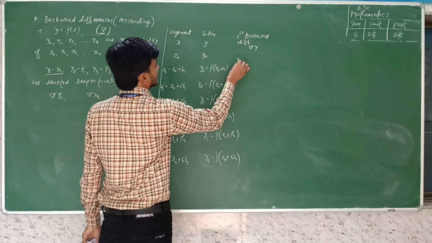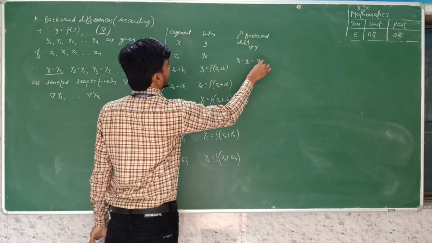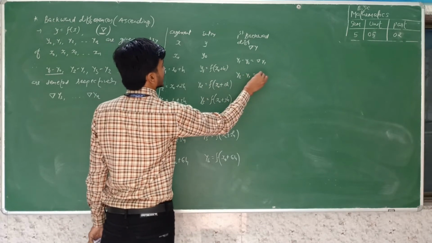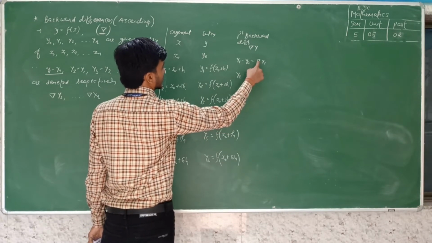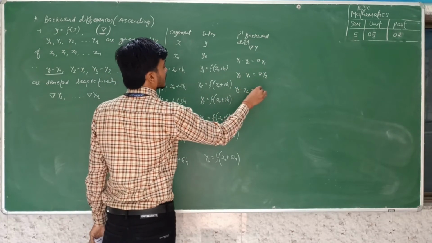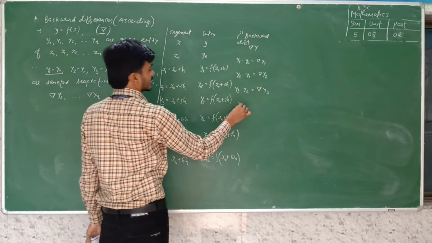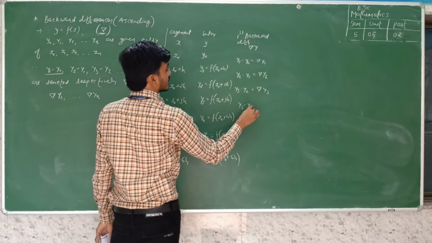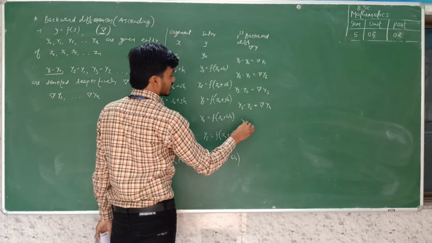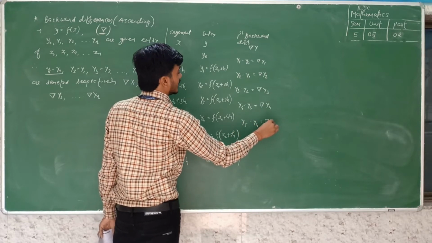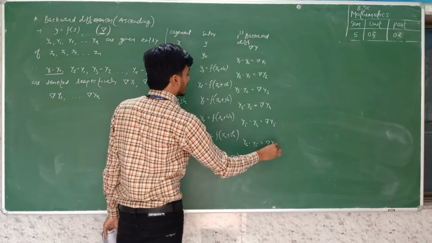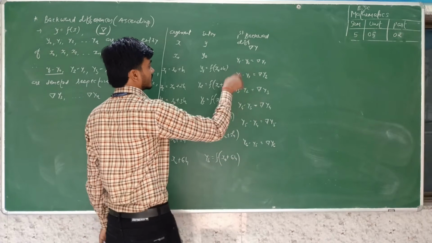y1 minus y0 is equal to nabla y1. Same as y2 minus y1, that means the first backward difference is nabla y2. y3 minus y2 is equal to nabla y3. y4 minus y3 is represented as nabla y4. y5 minus y4 is nabla y5. y6 minus y5 is equal to nabla y6. This is the first backward difference.